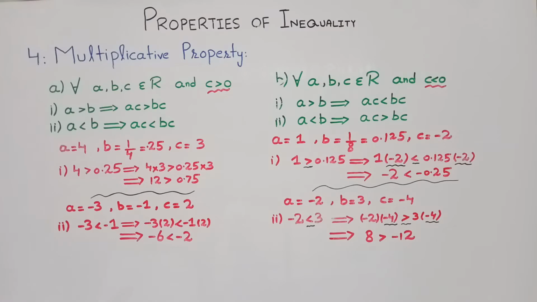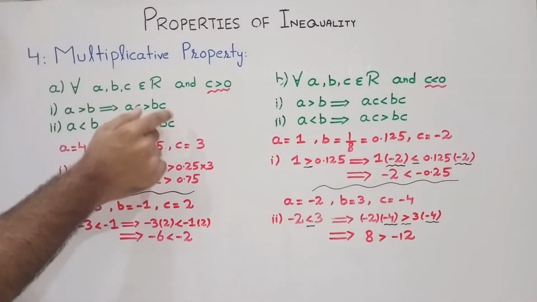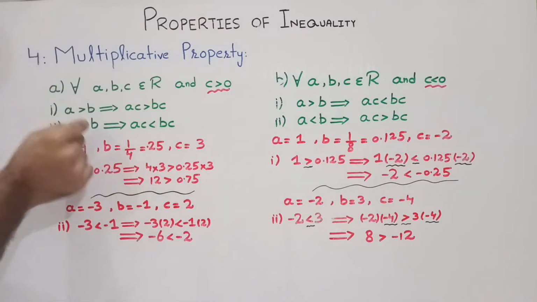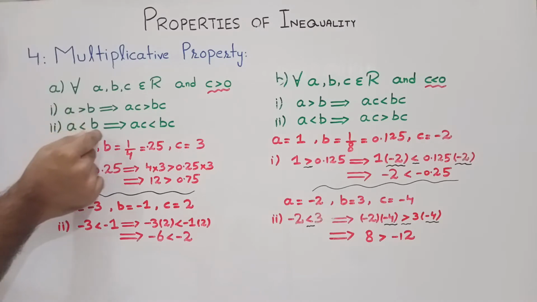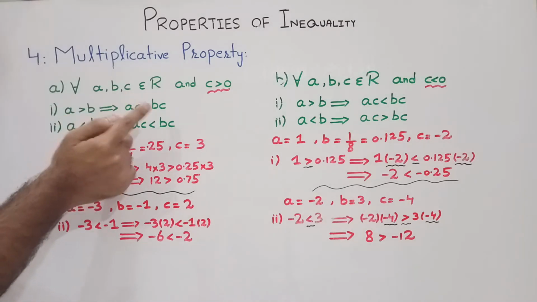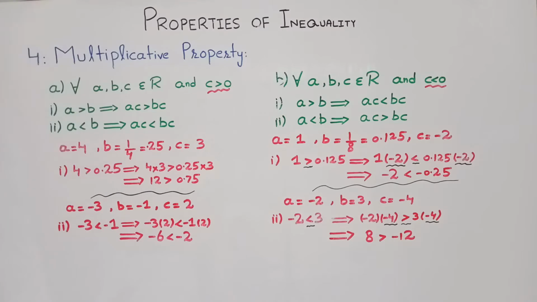The second condition of this part is if a is less than b and we multiply both sides of the inequality with a common positive number c, then the inequality does not change its direction. After the multiplication, the product of ac would be less than the product of bc. So these are the two conditions of the first part. Let's take some real numbers to understand these two conditions.